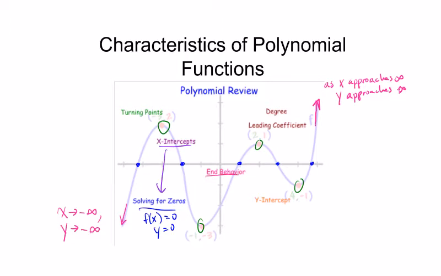Okay, and then we have y-intercept. We know that one, right? That's where it crosses the y-axis. Okay. Now here, the degree and leading coefficient, we'll talk about that in a little bit, but basically the end behavior can tell you the degree and the leading coefficient. Okay. And actually, let's look at the next slide and then we'll figure it out. Okay.